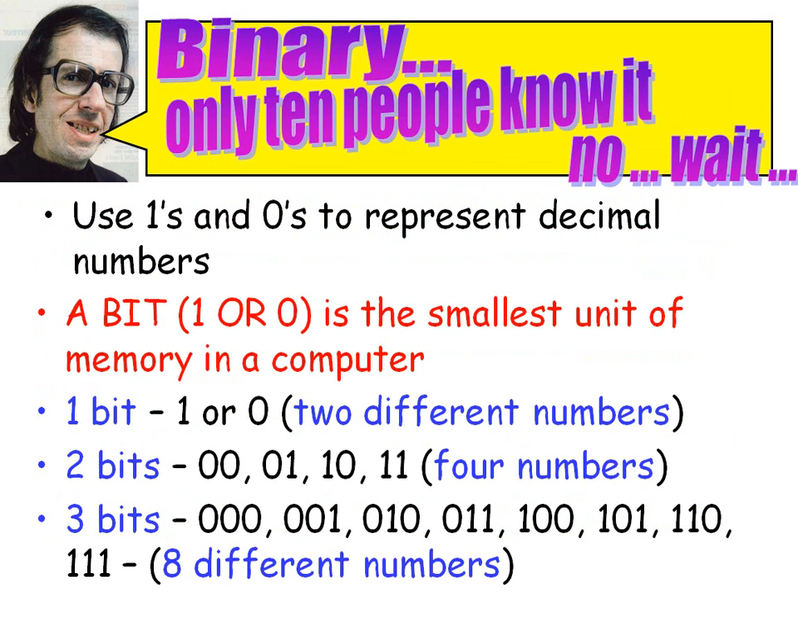So what about binary then? You should remember this, hopefully. It only uses ones and zeros to represent decimal numbers. We call one binary digit a bit. That's what it's short for. It's the smallest unit of memory in a computer.